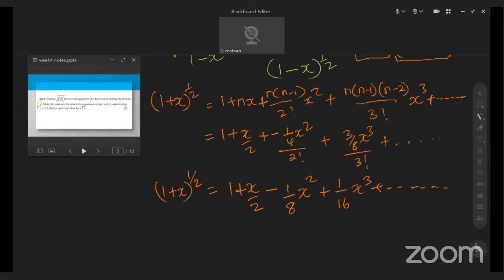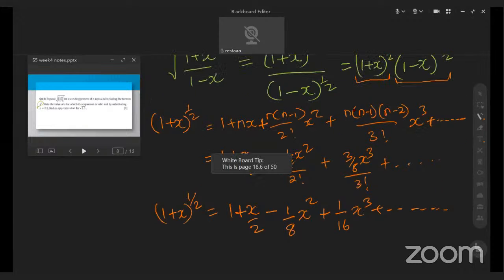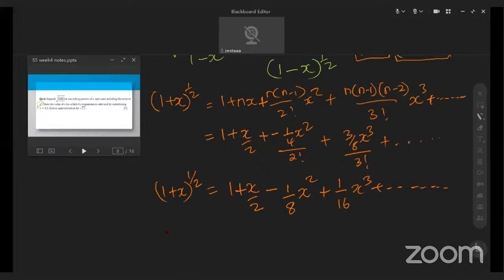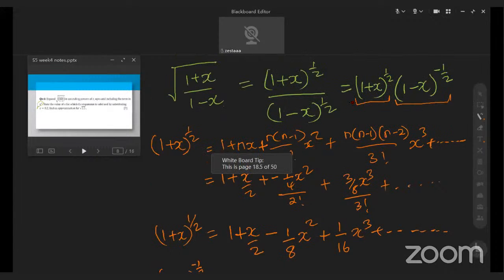For the next one here, we have the second one, 1 minus x. So we shall also have 1 minus x to the power of negative a half. Please, it is negative a half. It is not a half. Where is the negative coming from? It's because we brought this one up. When you bring it up, it becomes a negative. That's how we came to that.